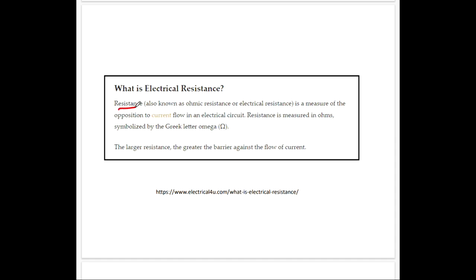Now, resistance in an electrical circuit is a measure of the opposition to the flow of current. And I'm going to say current from here on out, but it's the flow of charge, the flow of current. You could say it's the flow of the electron drift. And it's measured in ohms, typically symbolized by the Greek letter omega.